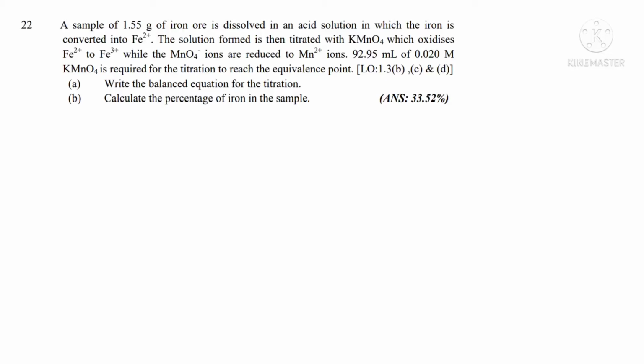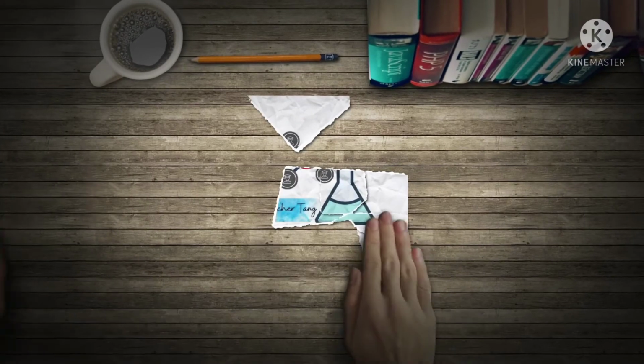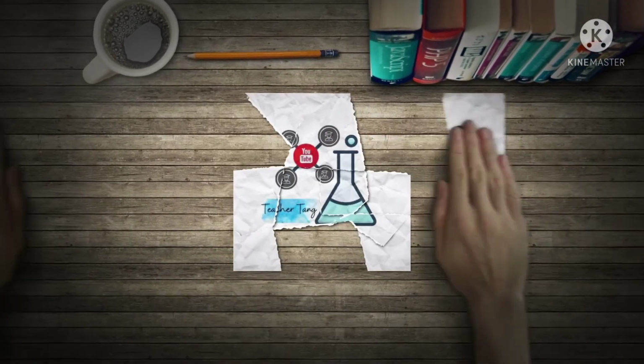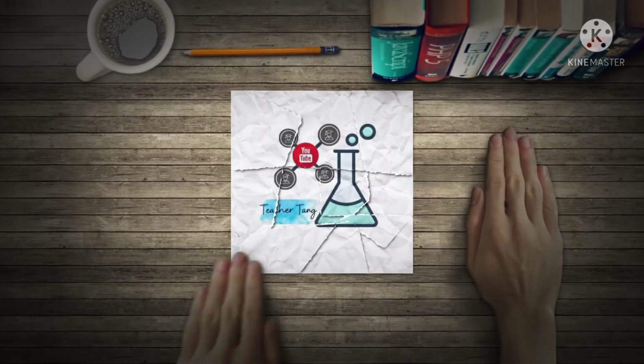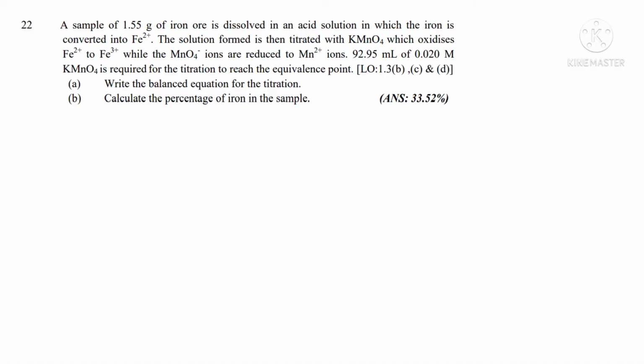How to do question number 22. First, you need to understand the question. So the question is given 1.55 gram of iron ore. So 1.55 gram of iron ore. Iron ore basically consists of iron and also other impurities.